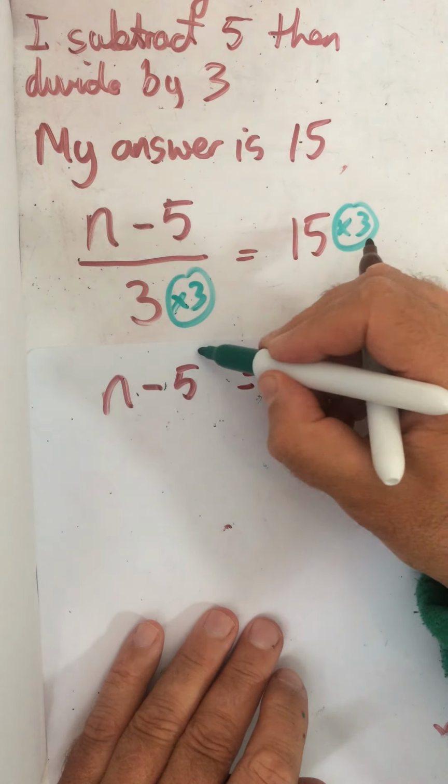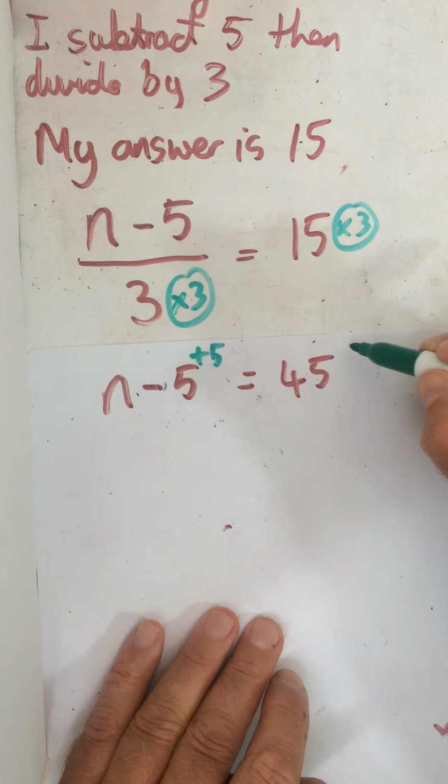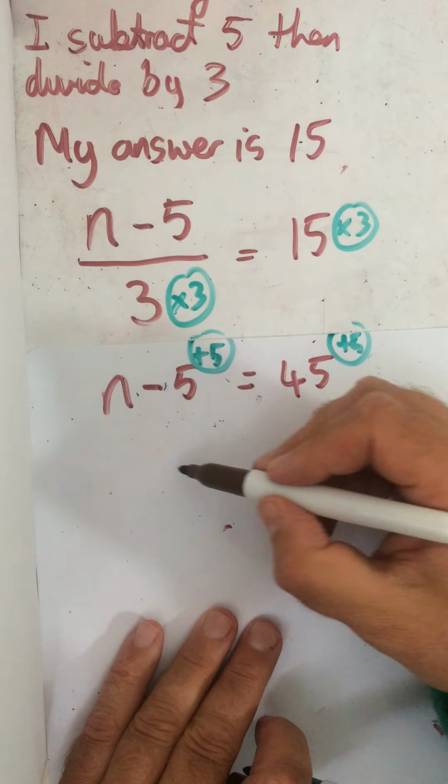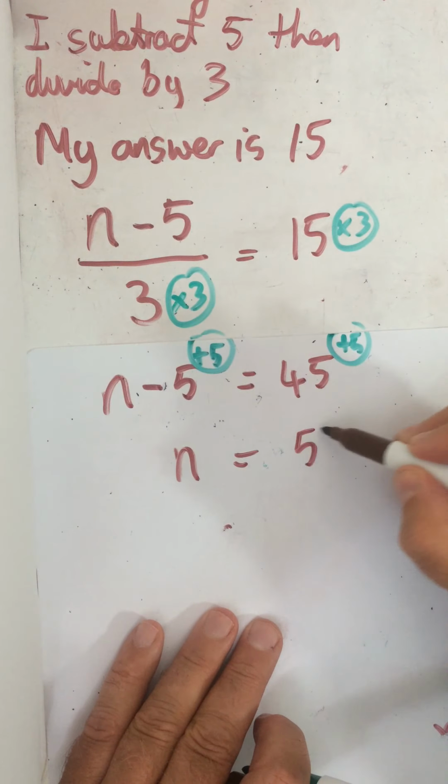From here I just need to get rid of the minus 5, don't I? To get rid of the minus 5, I add 5 to it. Do the same on this side, add 5 there. That leaves me with n is equal to 50.